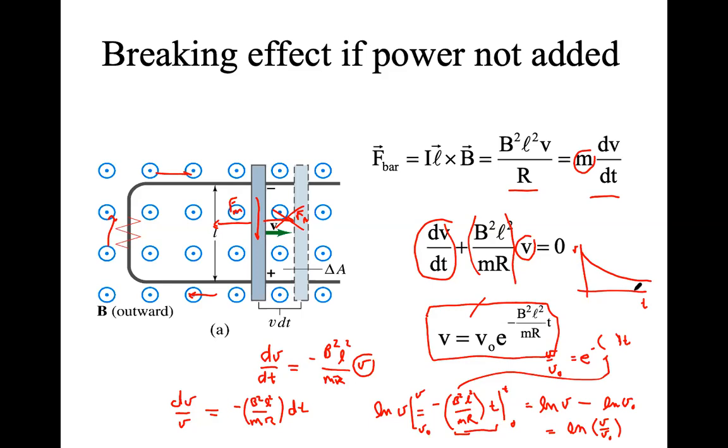It's just one more example. Just as the current decayed exponentially in an RC circuit, radioactivity decays exponentially. I'm sure you can think of other science examples. This is an important one. All right, so that's what happens if you take the force away. The bar will coast to a stop with an exponential decay. And of course, the bigger the magnetic field is, the faster that'll happen.